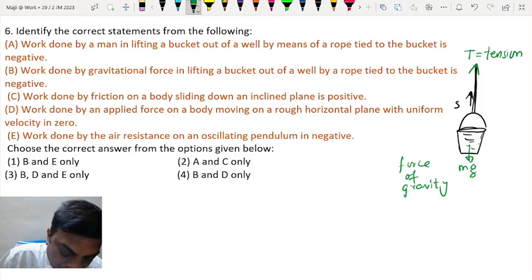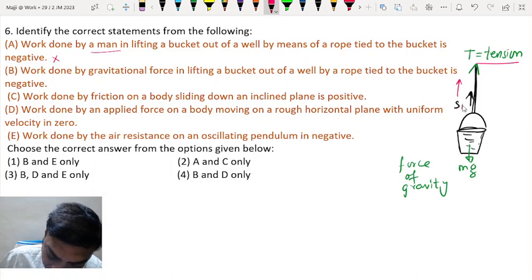Now if we read the first statement, work done by the man means the man who is pulling the rope, that is, work done by the tension in lifting a bucket full of water is negative. This is certainly wrong, because the displacement is up and the force applied by the person is also in the upward direction. So both of them are in the same direction, and the angle between them gives cos 0, which is plus 1. So it cannot be negative.